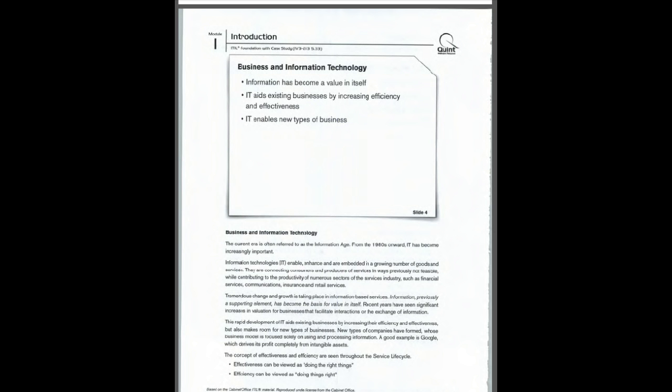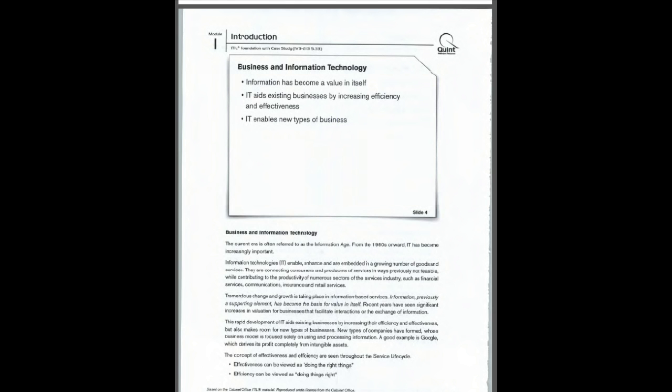Tremendous change and growth is taking place in information-based services. Information, previously a supporting element, has become the basis for value in itself. Recent years have seen significant increases in valuation for businesses that facilitate interactions or the exchange of information.